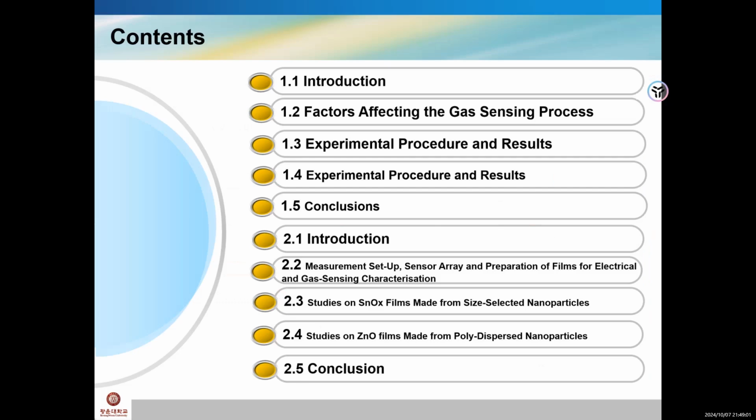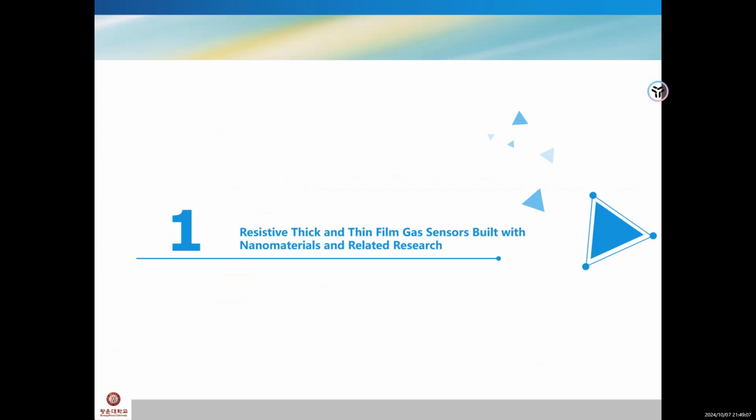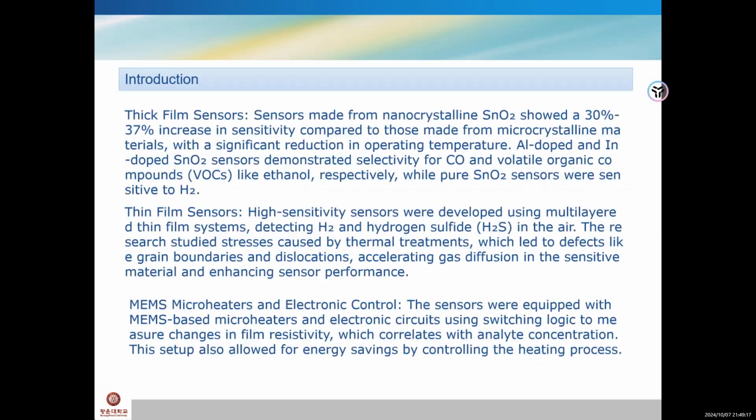Okay, as you can see, there are so many titles. One, resistive thick and thin film gas sensors built with nanomaterials and related research. Introduction. Thick film sensors made from nanocrystal SnO2 showed a 30% to 37% increase in sensitivity compared to those made from microcrystalline materials, with a significant reduction in operating temperature.